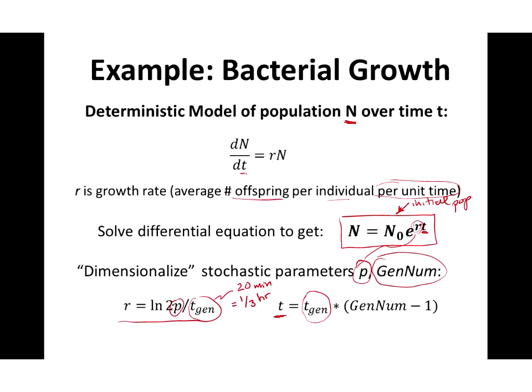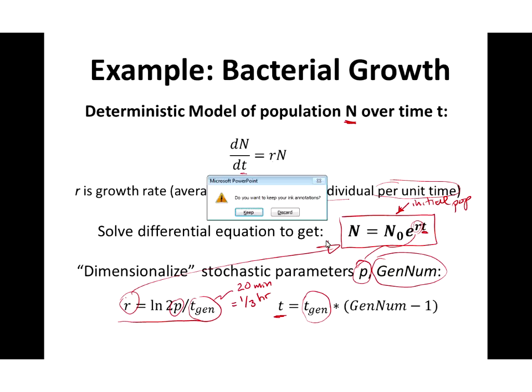And of course, we're going to specify some level of p for the probability. From that, we can then calculate what the corresponding value of r would be to plug in to our deterministic model in order to compare the results. So let's go take a look at that.